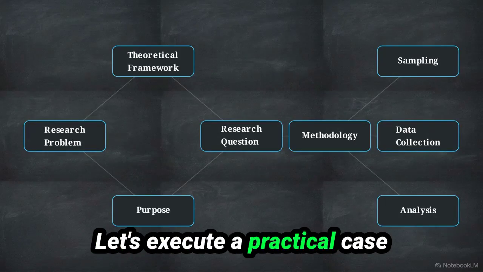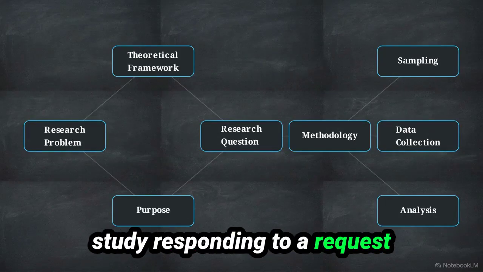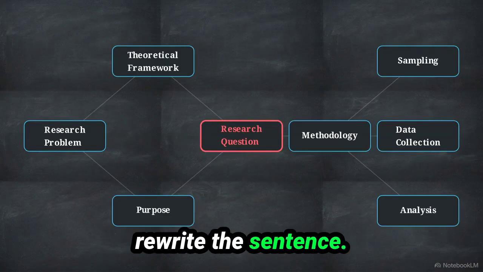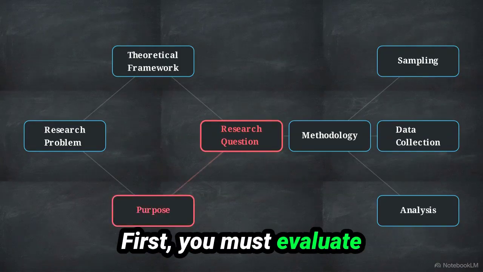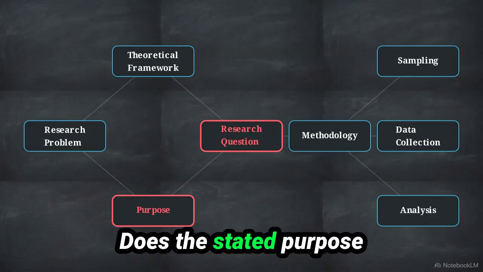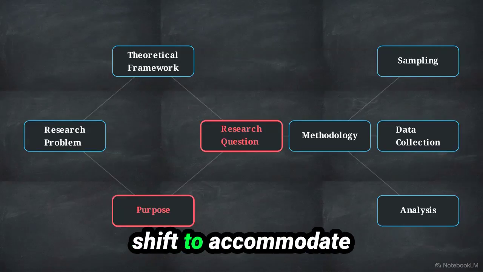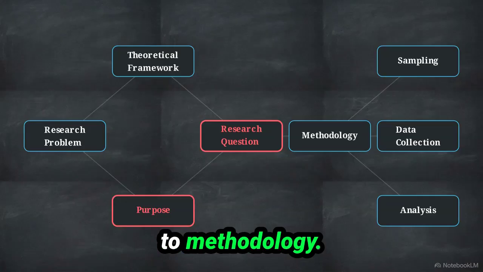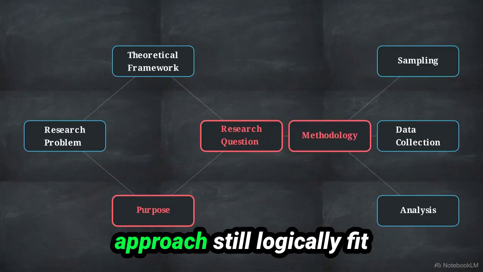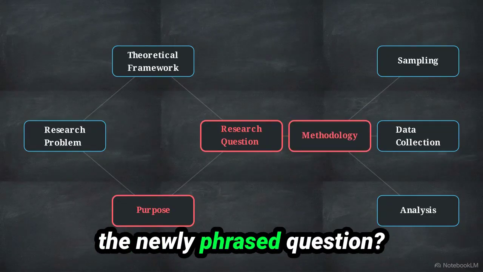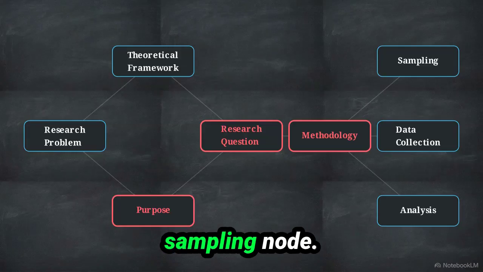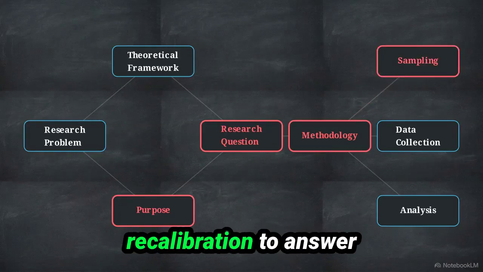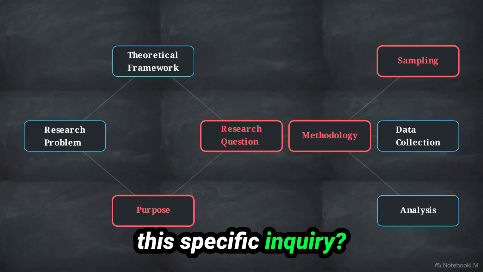Let's execute a practical case study, responding to a request to revise a research question. You cannot simply rewrite the sentence. First, you must evaluate the purpose node. Does the stated purpose of the study need to shift to accommodate the new phrasing? Next, follow the vector to methodology. Does the overarching research approach still logically fit the newly phrased question? Third, check the sampling node. Does your previously established participant criteria require recalibration to answer this specific inquiry?